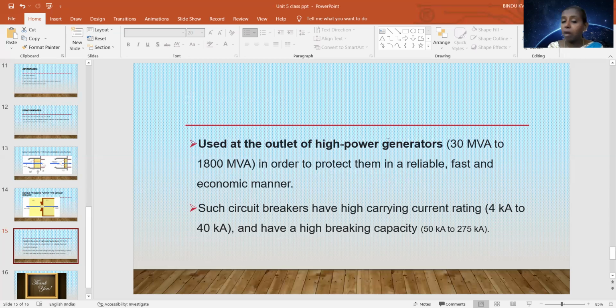It is a reliable, fast and economic breaker, and it also has a high current capacity from 4 kilo ampere to 40 kilo ampere, and a high breaking capacity from 50 kilo ampere to 275 kilo ampere. So that's all about our SF6 circuit breaker.